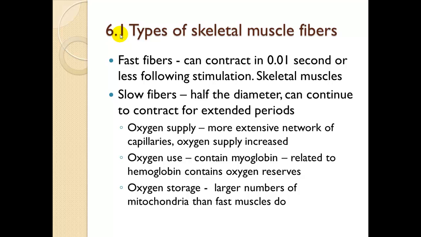And then we have slow fibers, which are half the diameter, so they're smaller. They can continue to contract for extended periods. The difference between the slow fibers and the fast fibers is that they have more oxygen supply, a more extensive network of capillaries, and oxygen supply is increased. As far as oxygen use, they can use hemoglobin, and they also have myoglobin in them, related to hemoglobin, which contains oxygen reserves. And then they have larger numbers of mitochondria than the fast fibers actually do. And this is all the slow fibers.